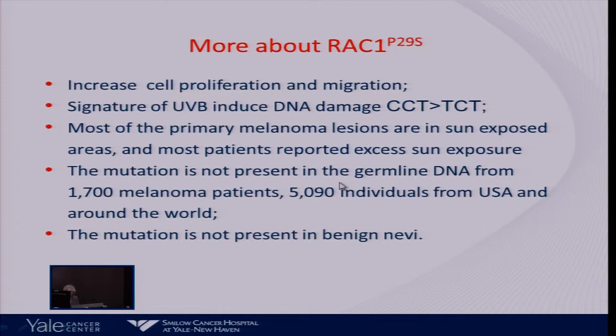So just a little bit more about RAC1. If you put this mutant gene in normal melanocytes, it will increase cell proliferation and increase the migration of the cells. It has a UV signature mutation. Most of the primary melanoma lesions that carry this mutation are in sun-exposed areas, and most of the patients also reported excess sun exposure. The mutation is not present in the germline, and it's not present in nevi. You heard about nevi. By the way, nevi can have the BRAF mutation or the NRAS mutation, just to show you that having this terrible mutation doesn't make the lesion malignant. So what do we think about RAC1 as far as the biology of melanoma?